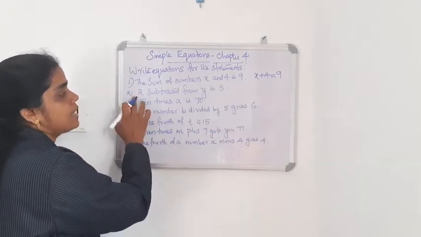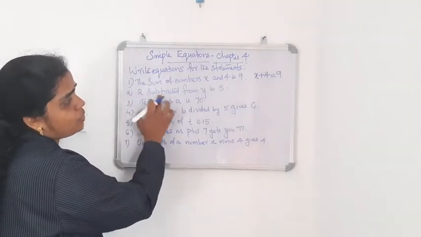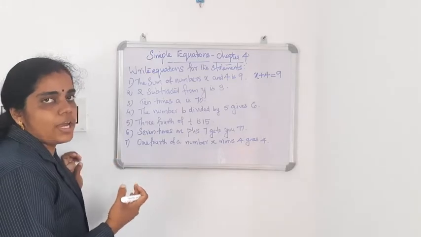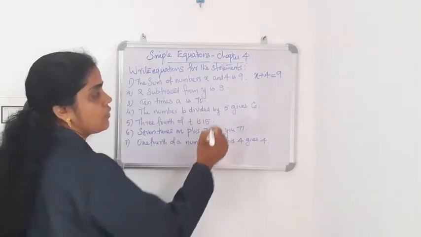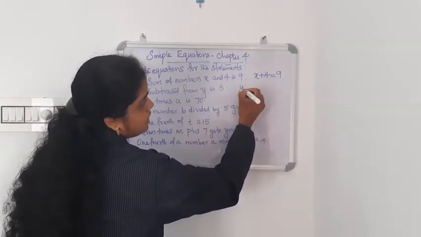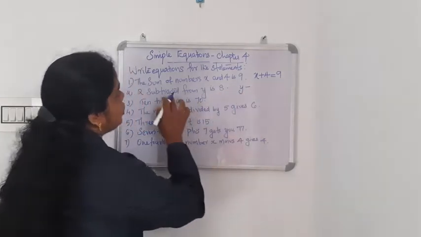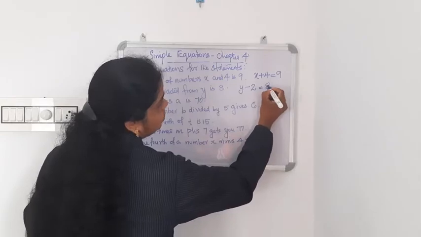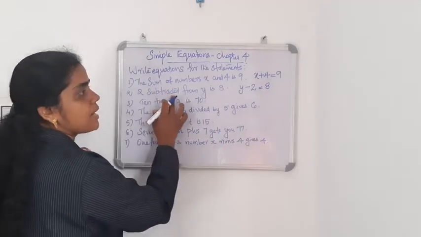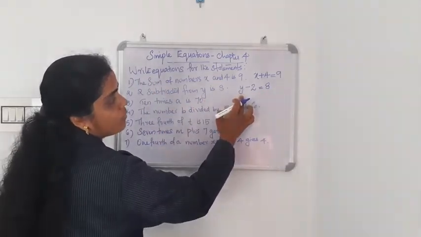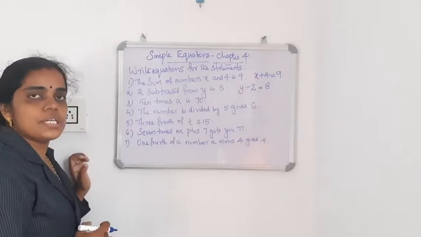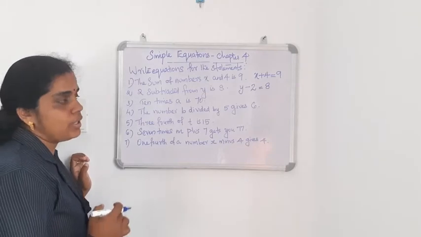Is it? Then second question. 2 subtracted from y is 8. Subtracted from y. So what we want to write first? Y we need to write first. Which one we are going to subtract? It is 2. Is equal to 8. From y 2 subtracted, you will get 8. So the equation is y minus 2 is equal to 8.